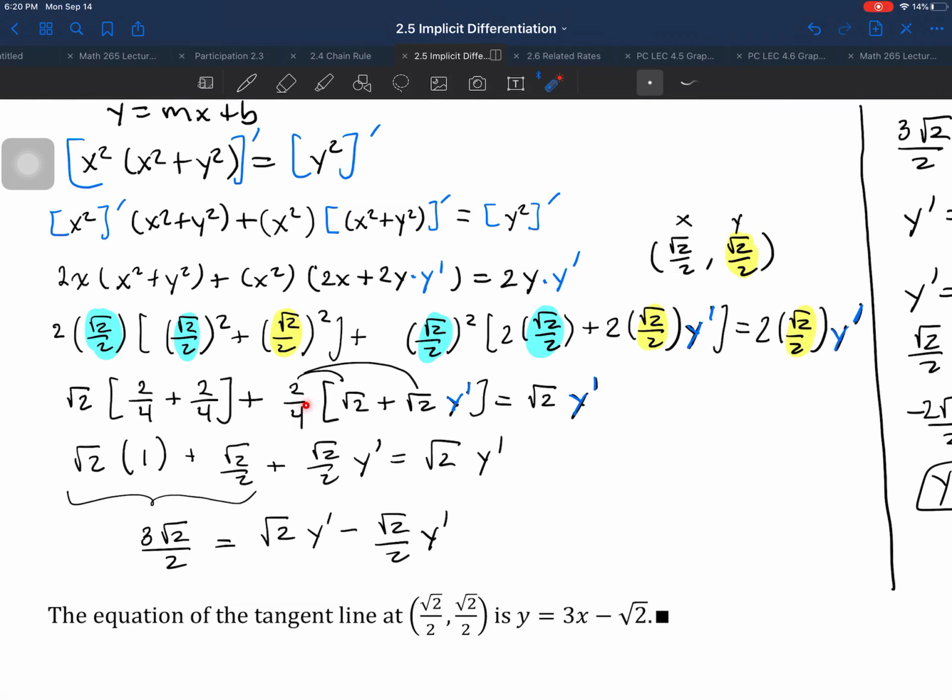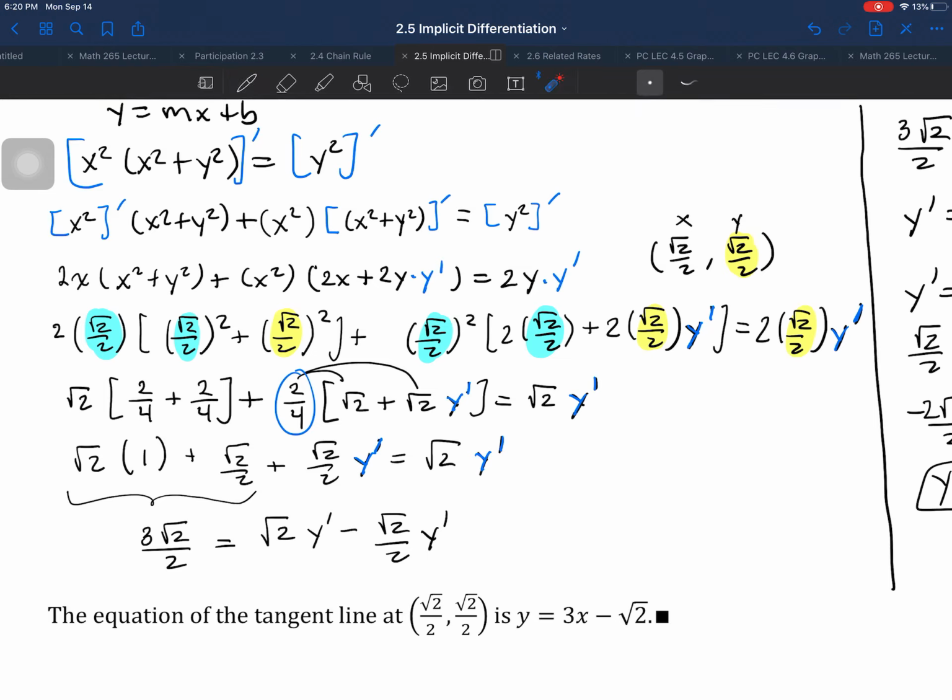Plus, right? And then this is basically 1/2 multiplied by the square root of 2, which is square root of 2 over 2. Followed by the plus, 1/2 times the square root of 2 gives you square root of 2 over 2 times y prime. So I did an extra step in my head, so I hope you guys are able to follow that. I noticed that this was 1/2, so I multiplied that in every term.